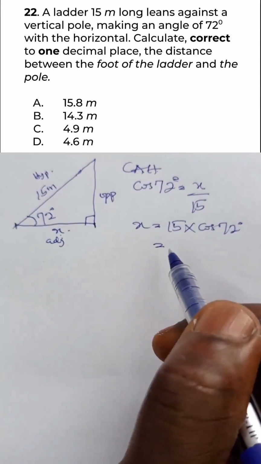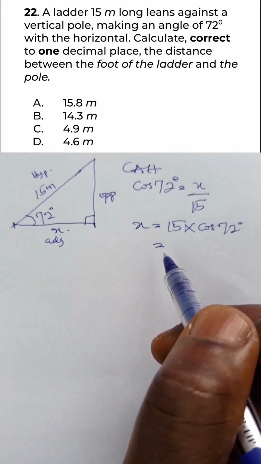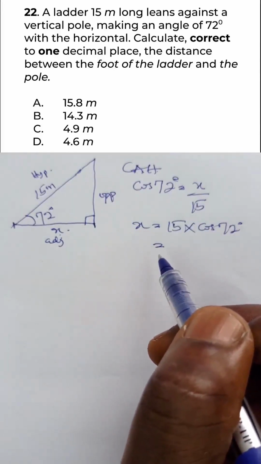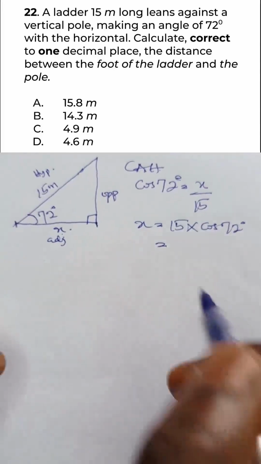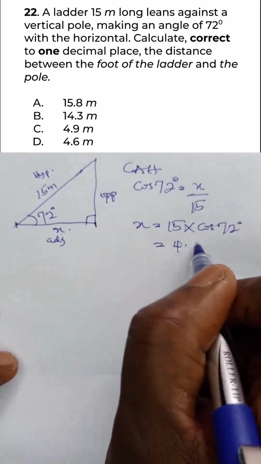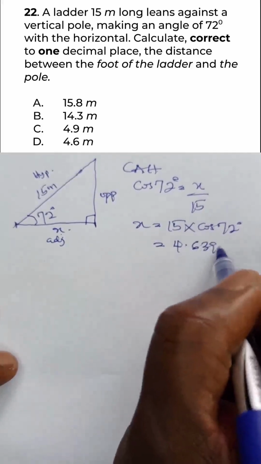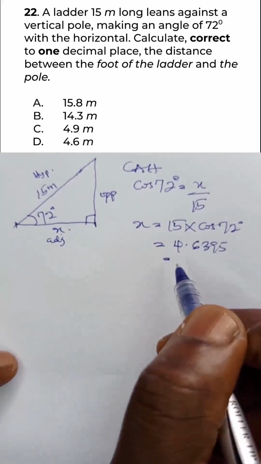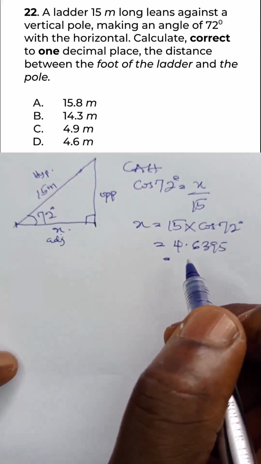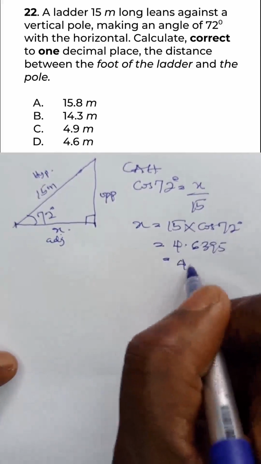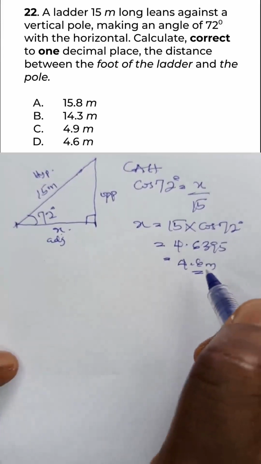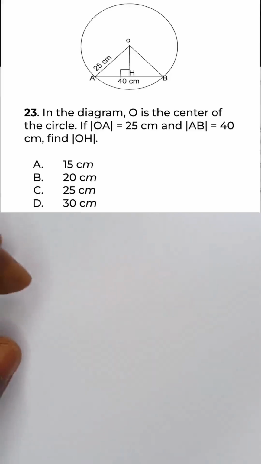And when you press your calculator, you are going to get 15 multiplied by cos 72 degree. This is going to give you 4.6395. Remember, from the question, you have to leave the answer correct to one decimal place. So the answer is 4.6 meter. That is your final answer. Now on to question number 23.